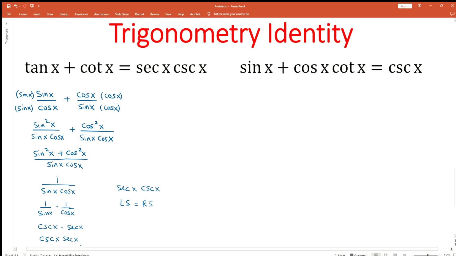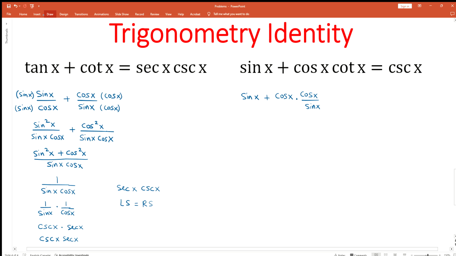In this identity, the left side is more complicated because there are multiple terms on the left side, so we can do more mathematical operations on the left side. So let's start with the left side. The first step is to use the identity for cotangent x. We can write it as cos x over sin x. Next, we can multiply cos x by cos x over sin x.